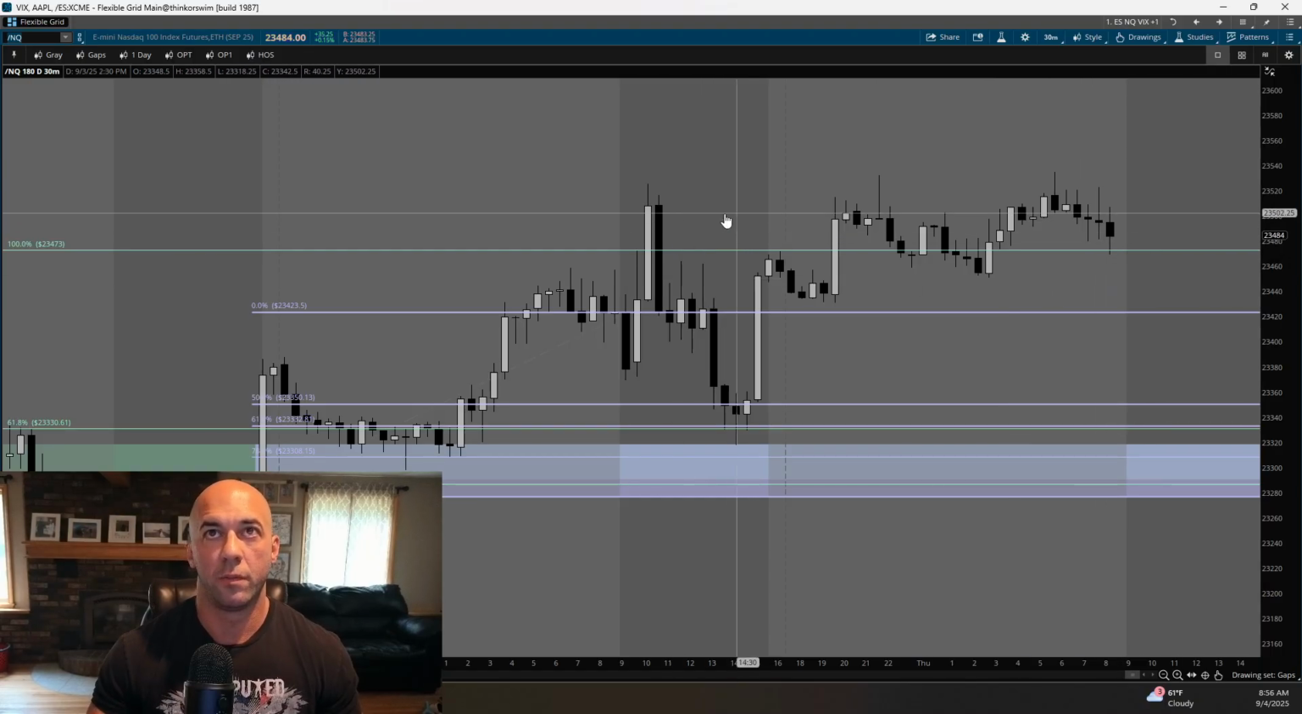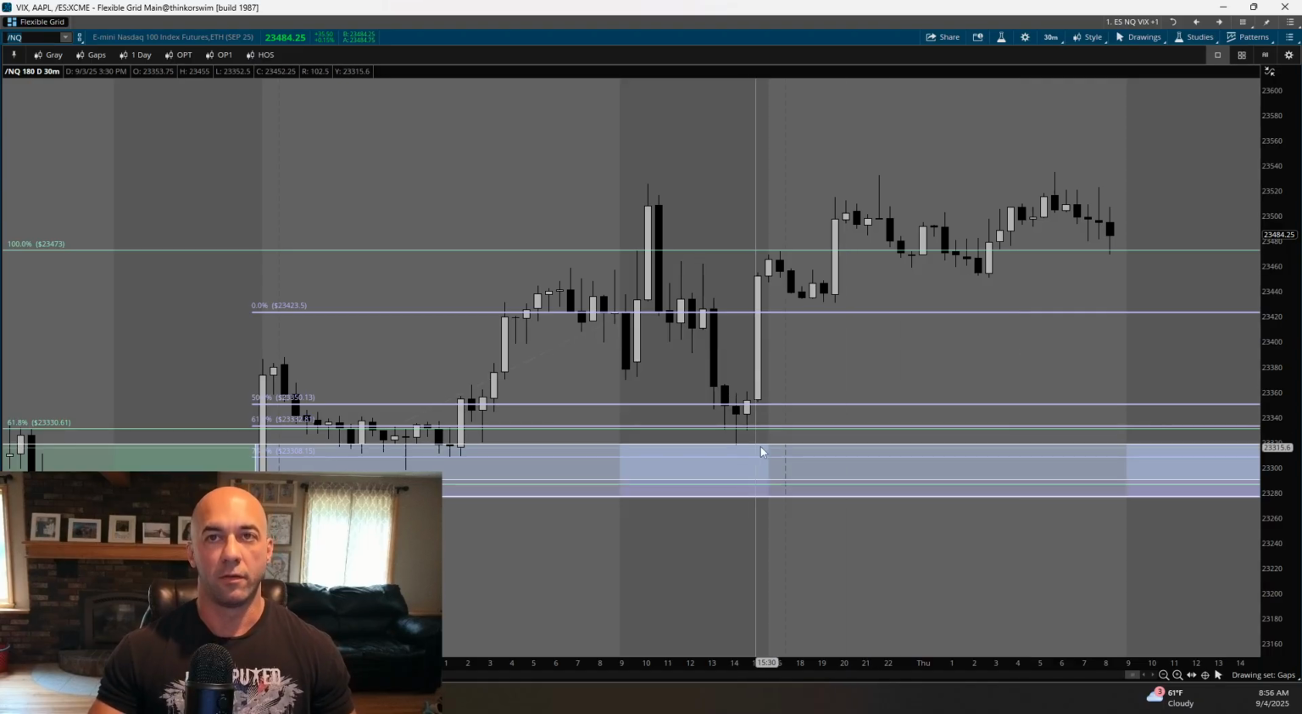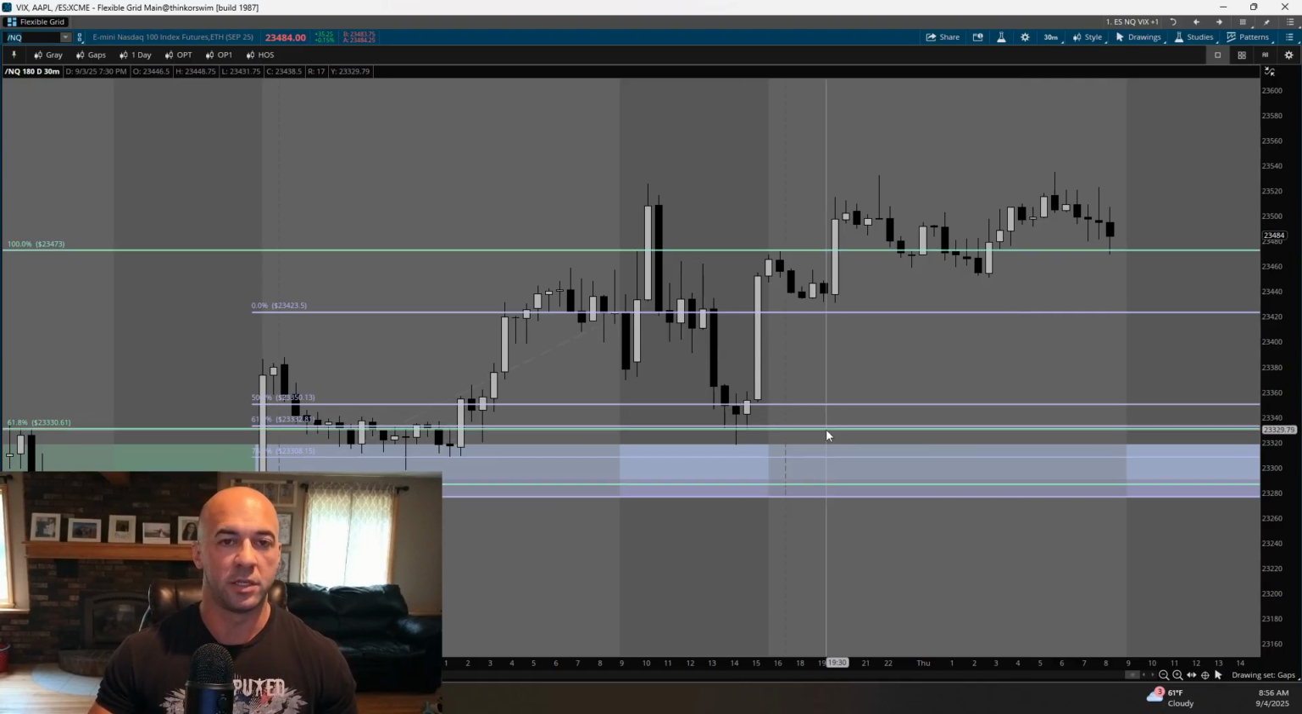Looks like we're going to open up inside of the prior day's range after wicking above its high. Might be a choppy Thursday, maybe even a choppy Friday. However, I'm waiting to see what the price action tells me.